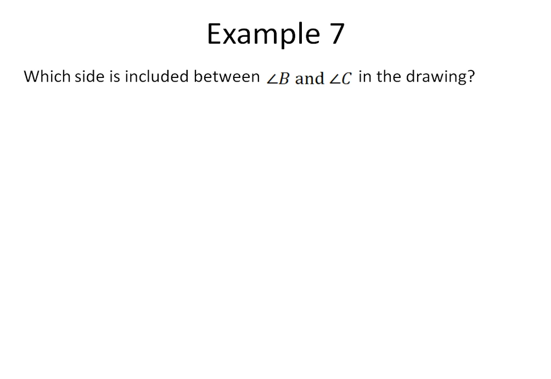Okay, which side is included between angle B and angle C in the drawing? Okay, once again we have the same drawing. So we have angle B and angle C. So the side that's included between them is simply segment BC.